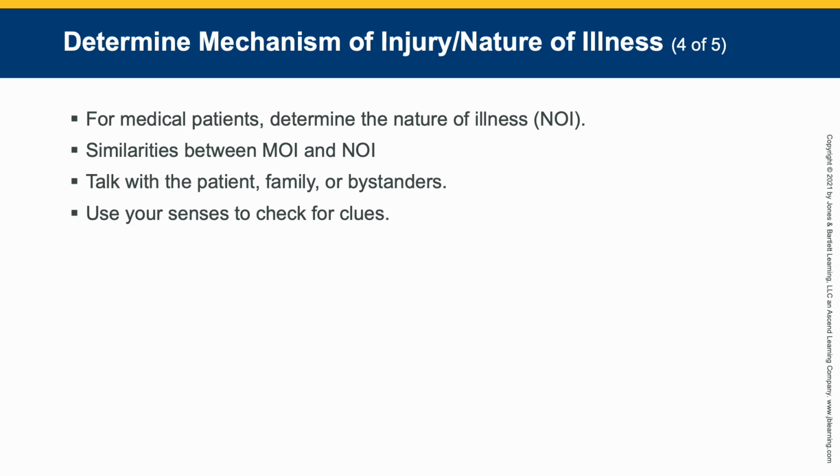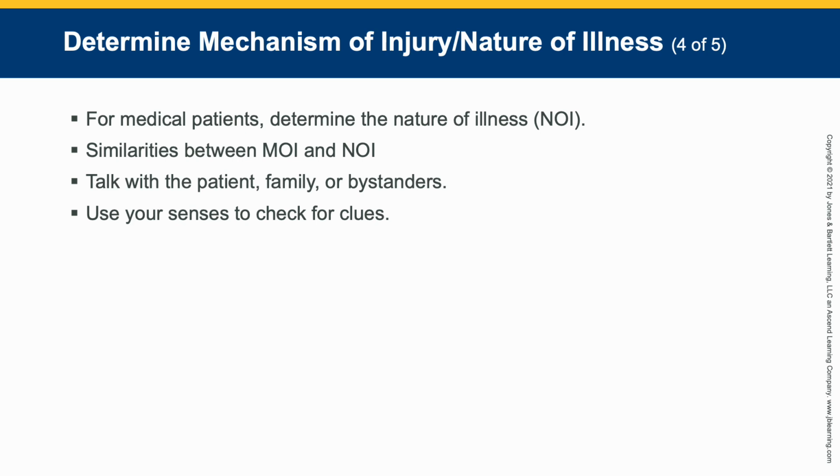Now, when it comes to medical calls, we're going to focus on what we call, again, the nature of illness, or the NOI. So unlike the mechanism of injury, the nature of illness is often more subtle, okay? It's the internal process that's going to lead to the current condition, okay? Think about things like chest pain, respiratory distress, dizziness, altered mental status. In these specific cases, we're going to rely heavily on what the patient tells us, as well as what we observe in their environment.